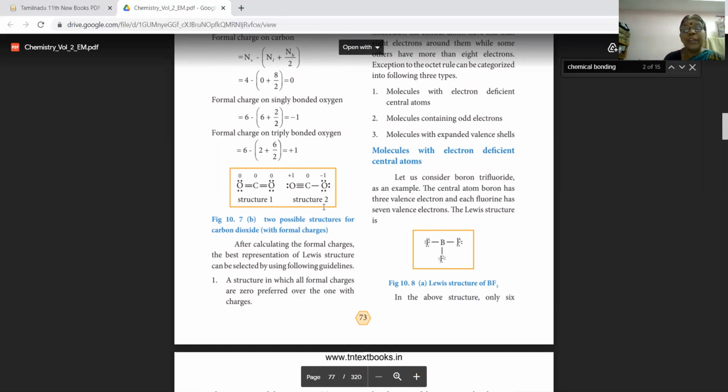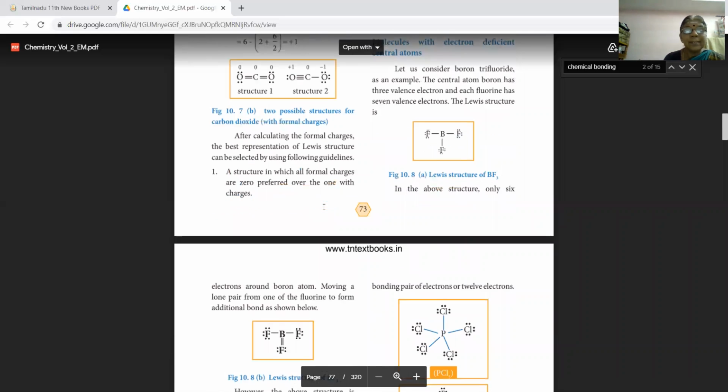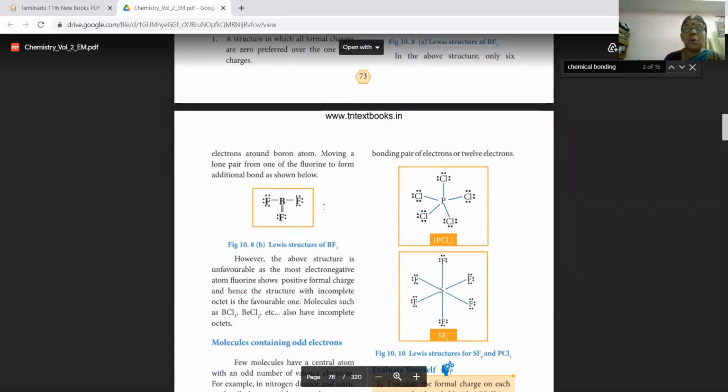So each fluorine has 7 electrons. The Lewis structure has F with 6 electrons around it, and all 3 F have 6 electrons around them, and 1 is in the bond formation. And in the above structure, there are only 6 electrons around the boron atom.